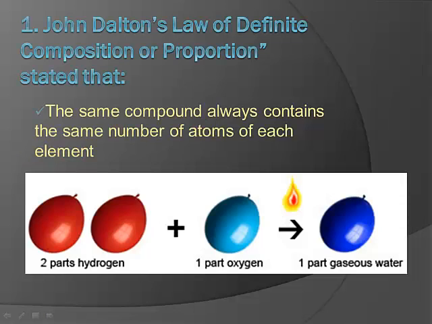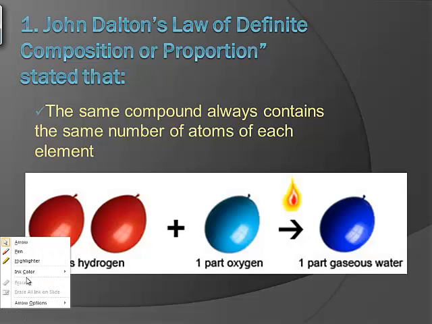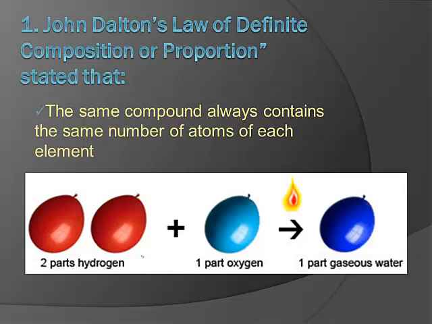So John Dalton's law of definite composition or proportion states that the same compound always contains the same number of atoms of each element and in the same proportions. If we look at this statement, it makes a lot of sense because we have the words definite, meaning constant, and proportion, and we know from math that a proportion really means a ratio or a relationship. So we can have 1 to 1, for example, or 1 to 2. So you always have that same constant ratio of elements in the compound.